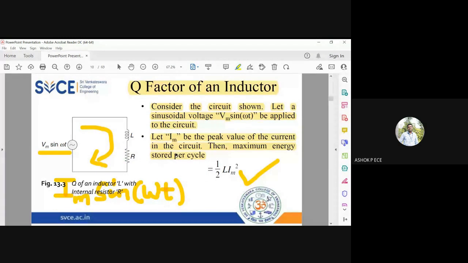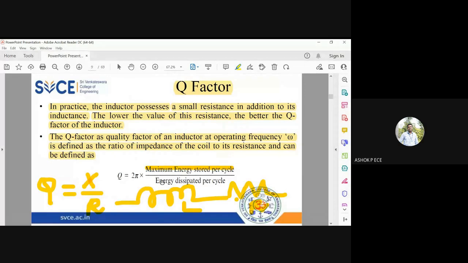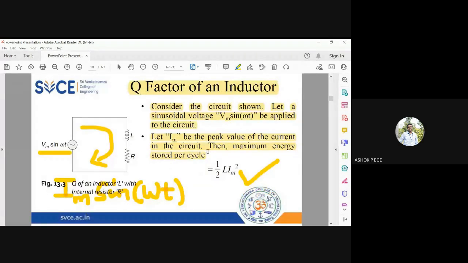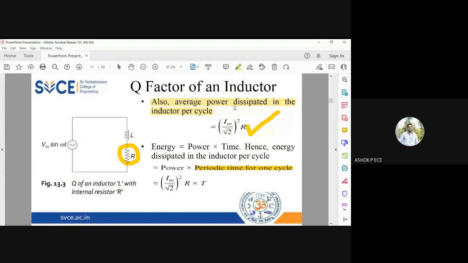And in the formula you see it is involving energy. For the inductor I have found what is the energy stored, but for resistance we find the power. So if I want to convert power into energy, I need to use the formula energy equal to power into time. So power is given by Im by root 2 the whole square into R, into time capital T.